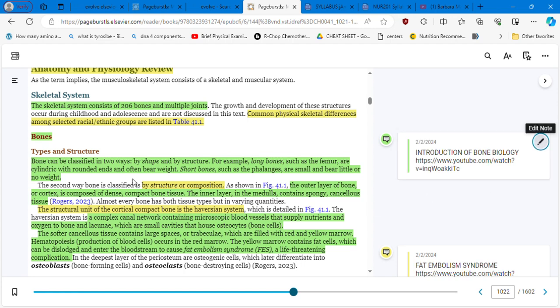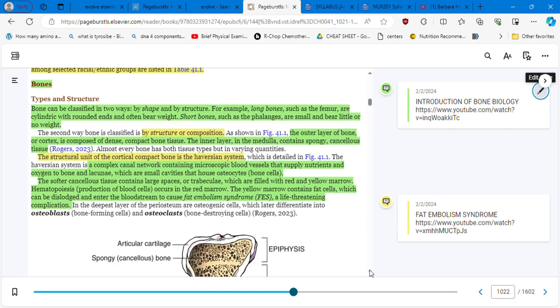So we know that the bones can be classified in two ways, by shape and by structure. For example, long bones, such as the femur, are cylindric with rounded ends and often bear weight. Short bones, such as phalanges, are small and bear little or no weight. And then the other way of classification is by structure or composition. The outer layer of the bone, or cortex, is composed of dense, compact bone tissue. The inner layer, the medulla, contains spongy cancellous tissue. The structural unit of the cortical compact bone is the nervation system that we just spoke about.